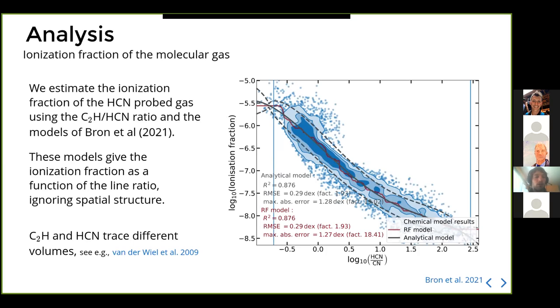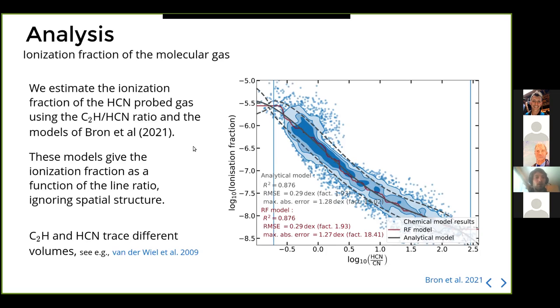And luckily, there was this work by the French group led by Emeric Bron, in which they studied how different tracers could predict the ionization fraction as a function of line intensities or column density ratios. And we use the results. Here I'm showing a particular example where they show how the ionization fraction changes as a function of the HCN to CN ratio. But they also have results for C2H over HCN. And they give basically a sort of simple recipe where you input a value of the ratio and you get an estimation of what the ionization fraction for the gas is.